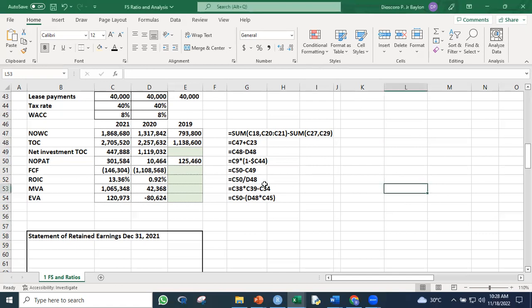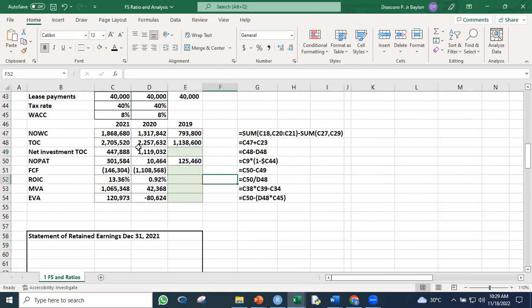Okay, now let's go to the net investment. So this is very easy. You just subtract the current from the previous, and we have two values because we don't have the value for 2018. Once again, class, kindly chat, please, if you were able to get the net investment in total operating capital. So for 2021, 447,000 was invested. For 2020, it was 1.11 million, 1.12 million. Were you able to get this?